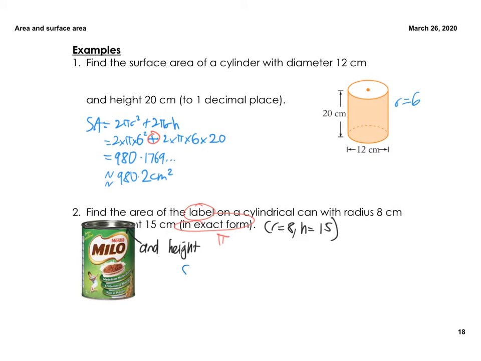Alright, so normally we have SA equals 2 pi r squared plus 2 pi r h, but we just want the label, which does not include the circles. So this time around, we don't want this. We just want 2 pi r h. So 2 times pi times a radius of 8 times a height of 15. Normally we would just type that up, but it does say exact, so I'm going to leave the pi there and just multiply the numbers. So 2, 8, and 15, which is 240. So 240 pi square centimeters.